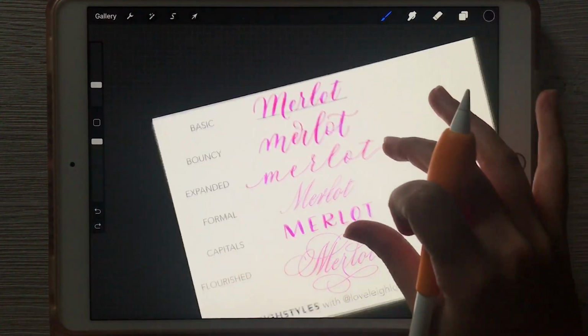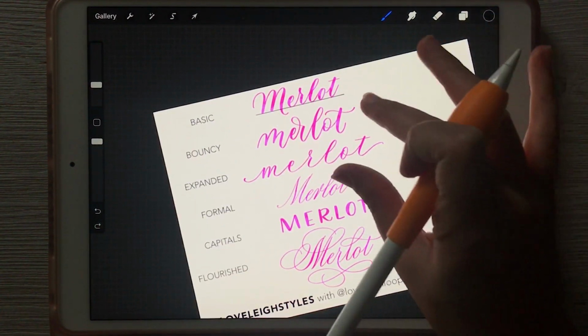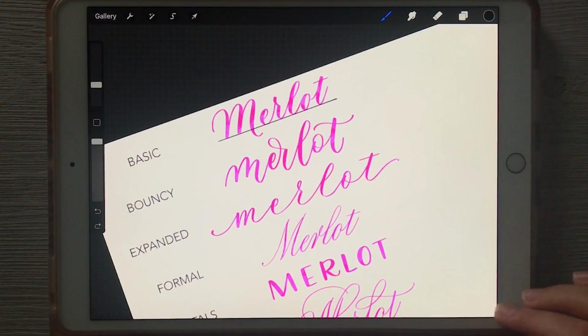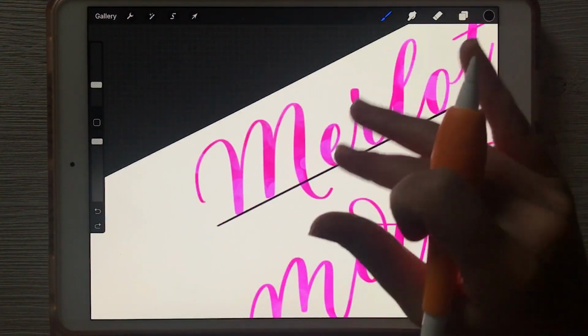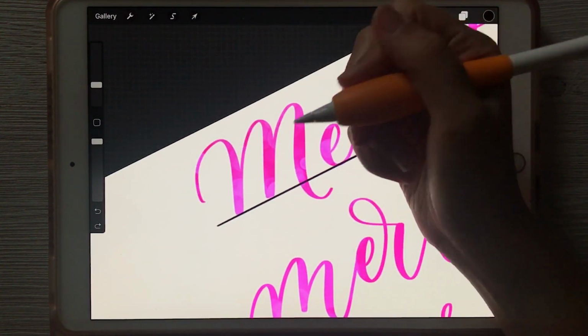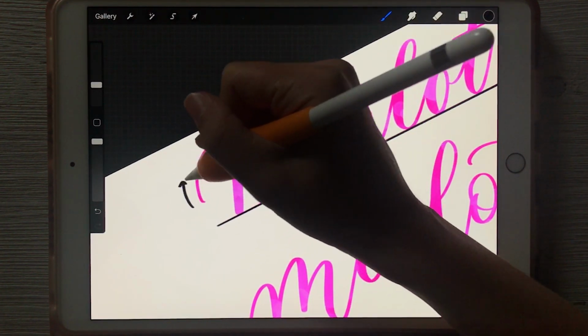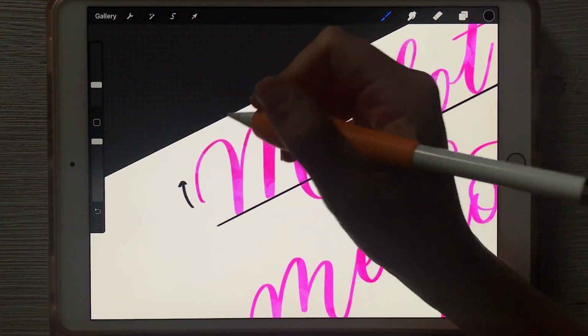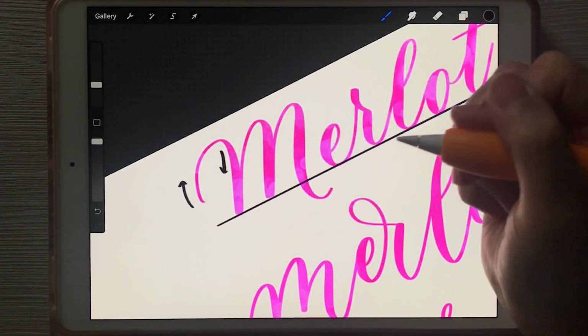And the thing about actually every style on this page is that your downstrokes are going to be thicker than your upstrokes. So that's a classic calligraphy look. In this basic style, anywhere that the letter goes up or the stroke goes up, it's going to be thin. And when it comes back down, it's going to be thick.